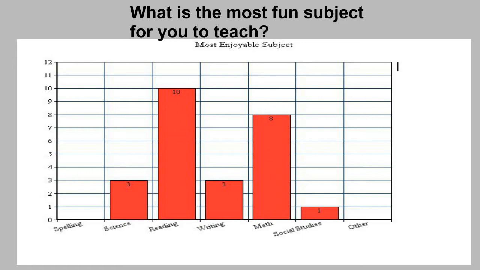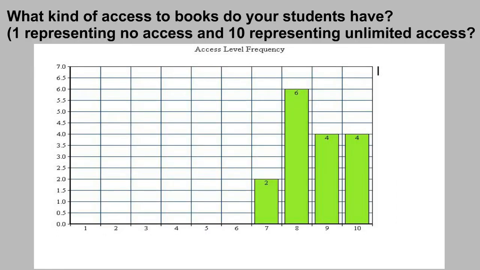When asked, what is the most fun subject for you to teach, most of the teachers answered reading and math. None of the teachers answered spelling, and only one teacher enjoys social studies. The access level of the students to books ranges from 7 to 10, with 10 representing unlimited access to books. Although the teachers work with students from low economic status homes, the students have adequate access to literature outside of the classroom.